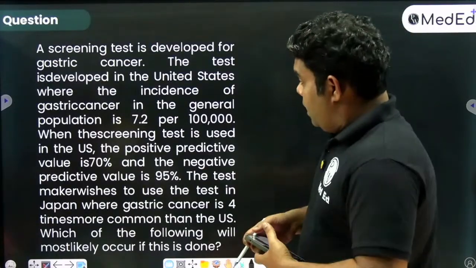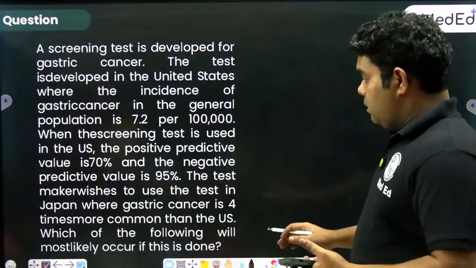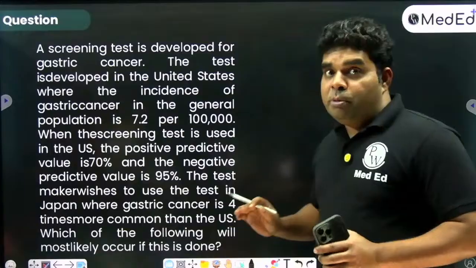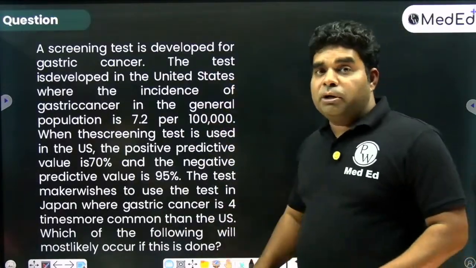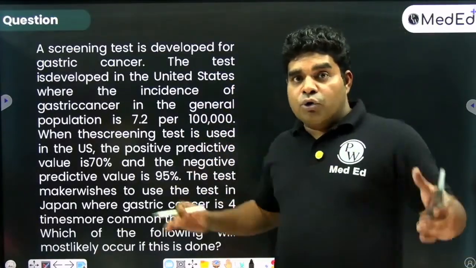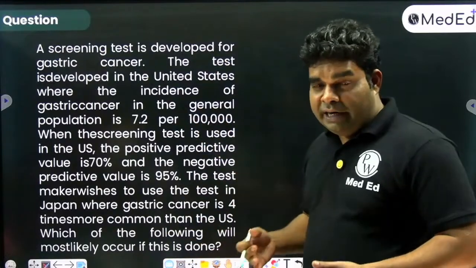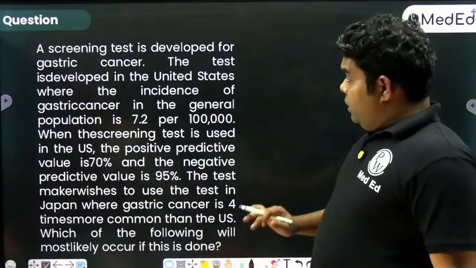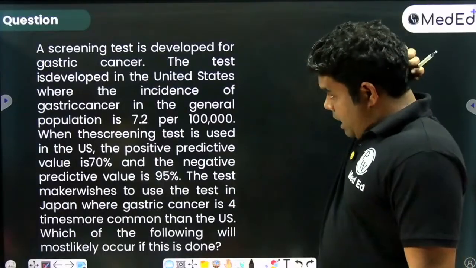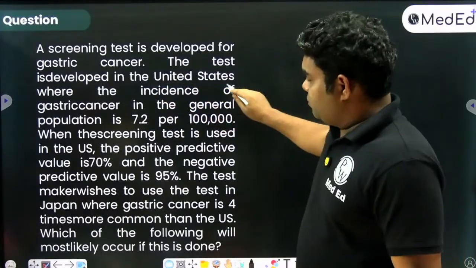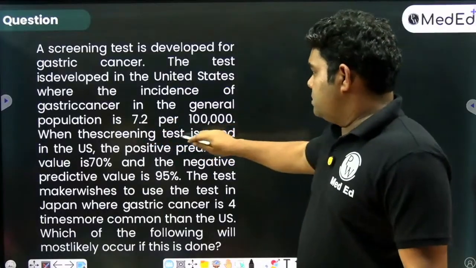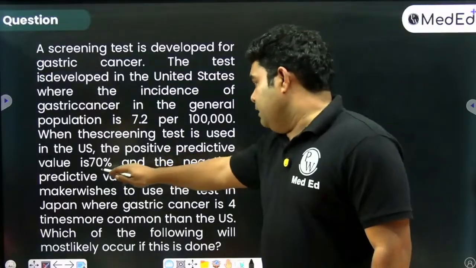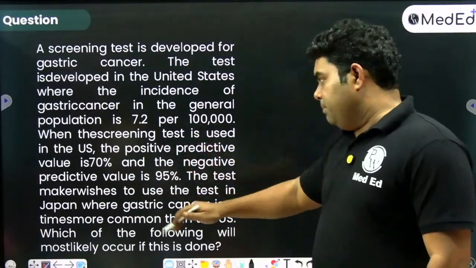Yes, very good. This is again a big question, but in a big question, we need not be worried. Just go through the conversation, because in NEET UG this time a lot of big questions came. So we can expect this type of question in NEET PG. Let's go through it patiently. The question is, we are doing a screening test, and in the United States, gastric cancer is 7.2%, positive predictive value is 70%, negative predictive value is 95%.